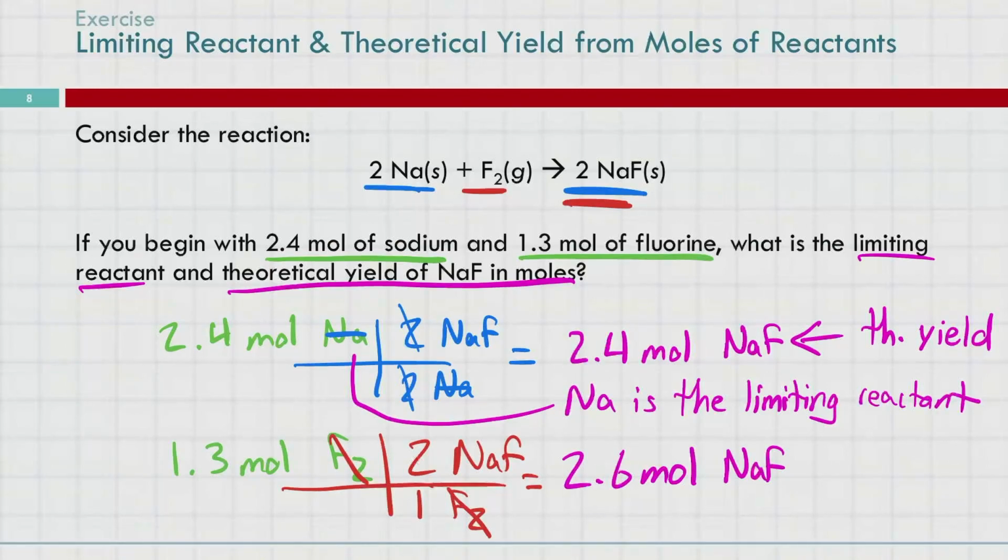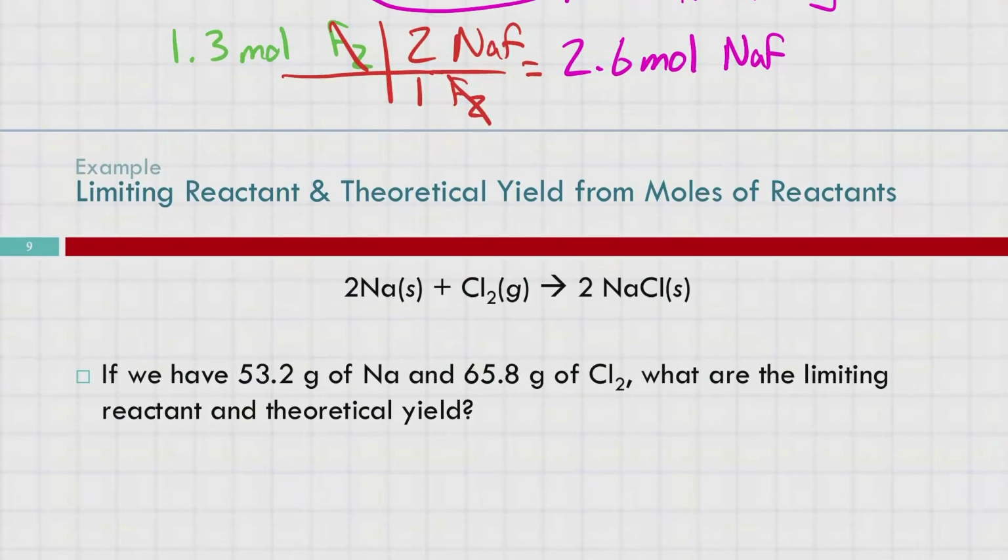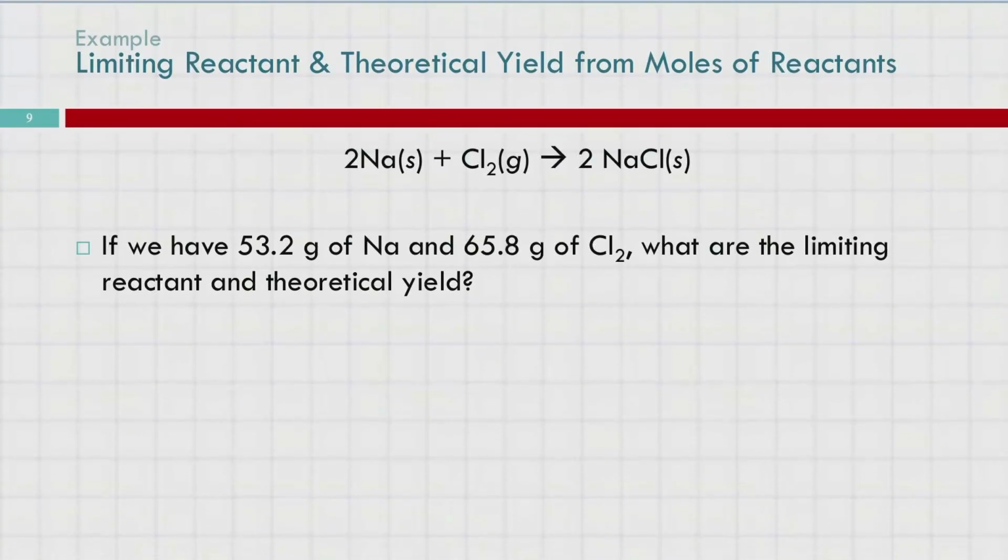So sodium's the limiting reactant, 2.4 moles sodium fluoride is our theoretical yield. Questions? We can also expand this out, starting with grams, ending in grams. So just adding a step to each side. But the process for the stoichiometry part, that middle part, is the same. We're just adding that extra step of using molar mass on the front end and the back end.